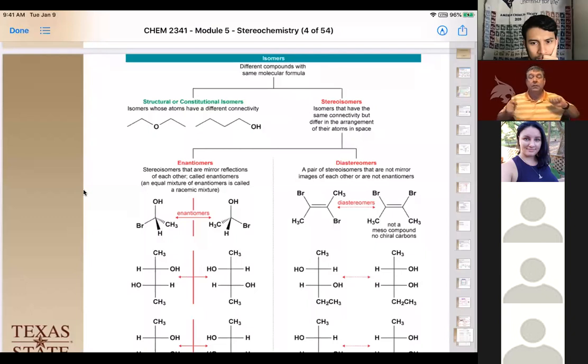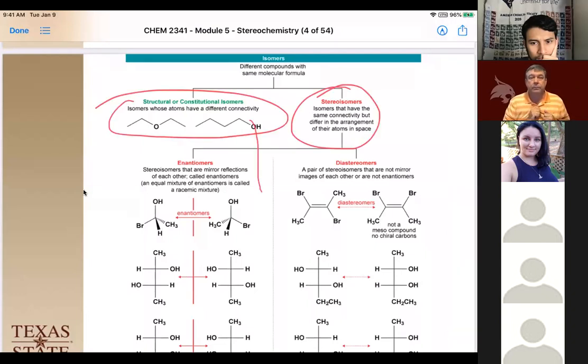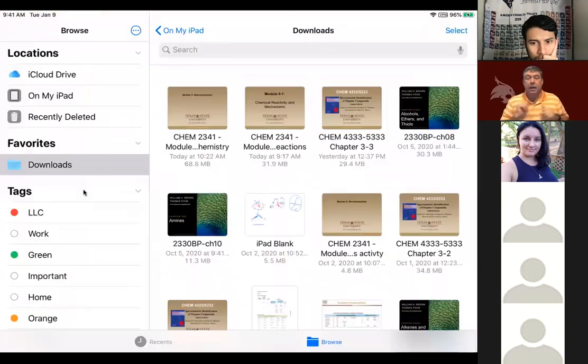All right, questions on the last bit of stereoisomers we have? Okay. Well, if you think about a question, go ahead and put it in the chat room, but I would like to start with module 6.1.